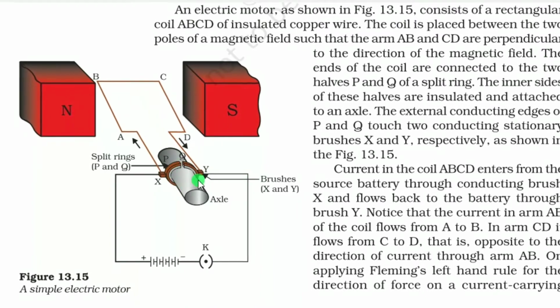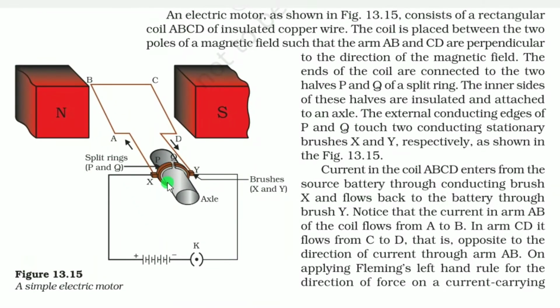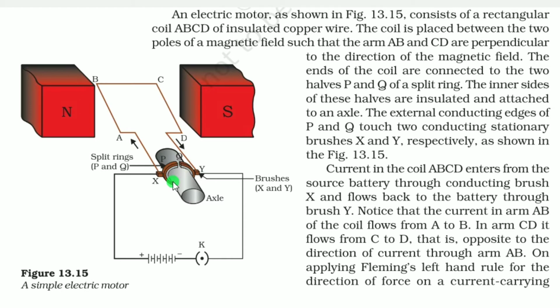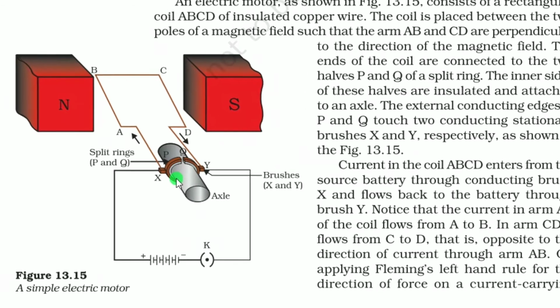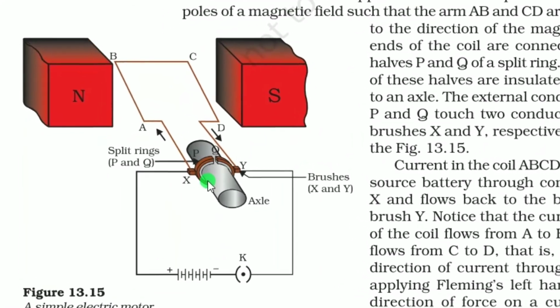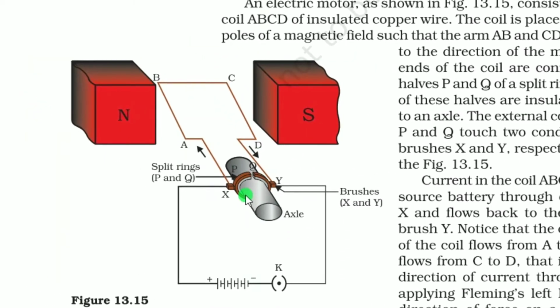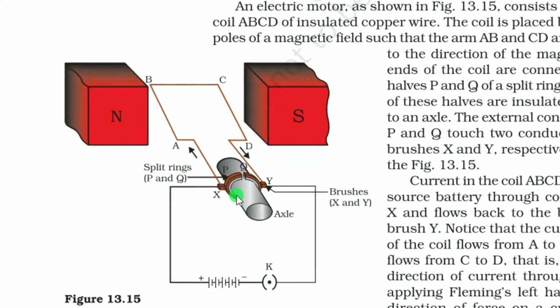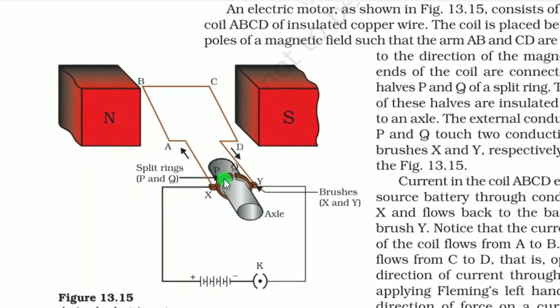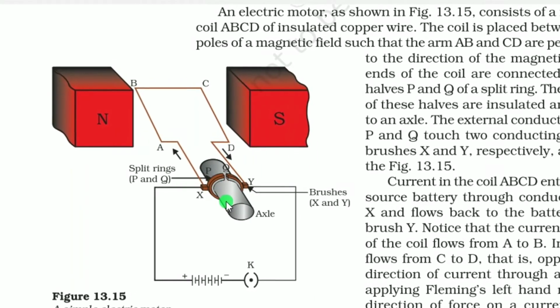And you can see here one ring. This ring is a half ring, a split ring. This split ring works as a commutator. What is a commutator? A commutator is nothing but an apparatus which changes the direction of the current in a circuit. Here this split ring does the same work.